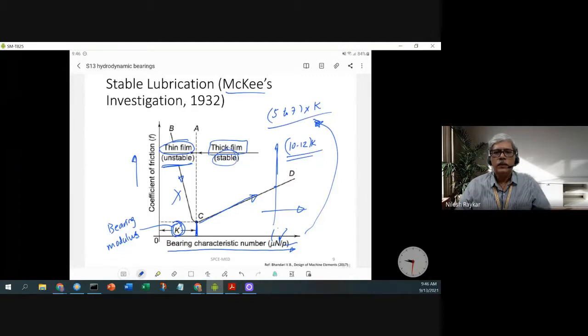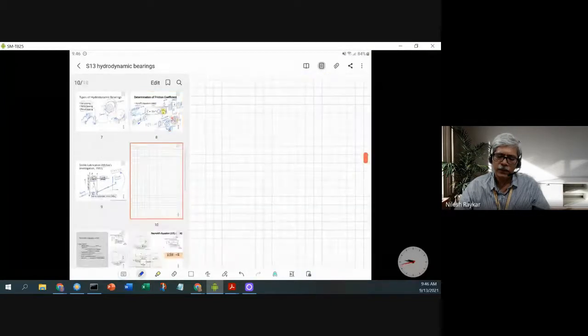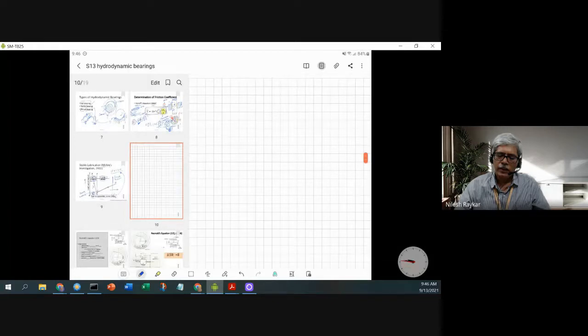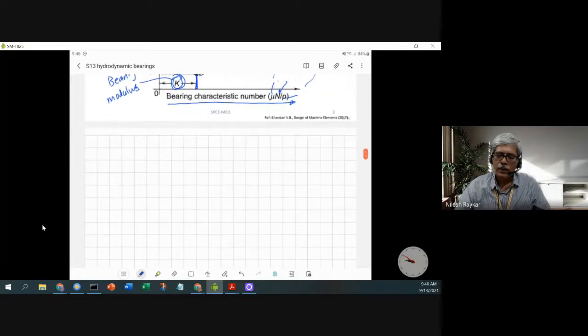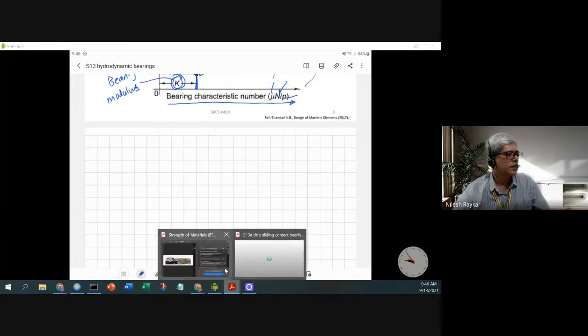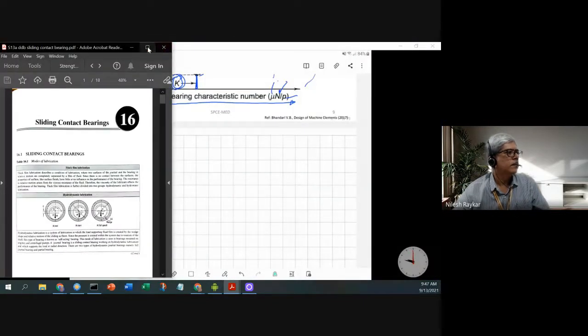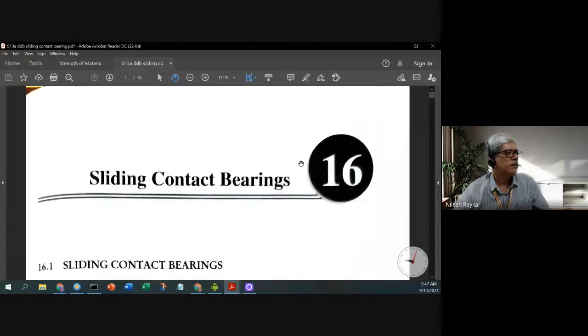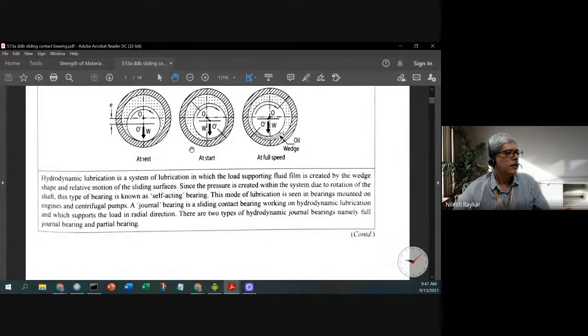Okay, so now let's look at how this bearing design is to be done. For that we have to understand the main way of operation of the bearing. I think it is better if I show it through the design data book. Okay, so this was what was explained. I'm opening now the design data book pages.